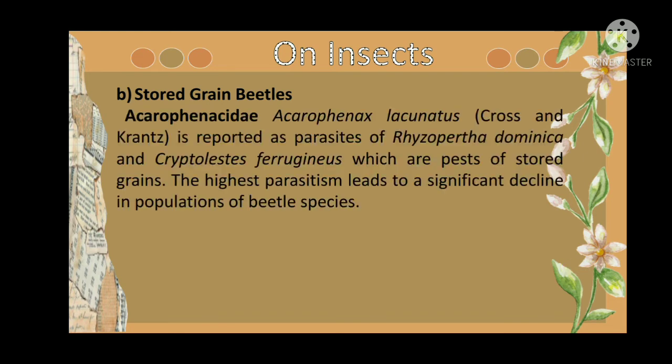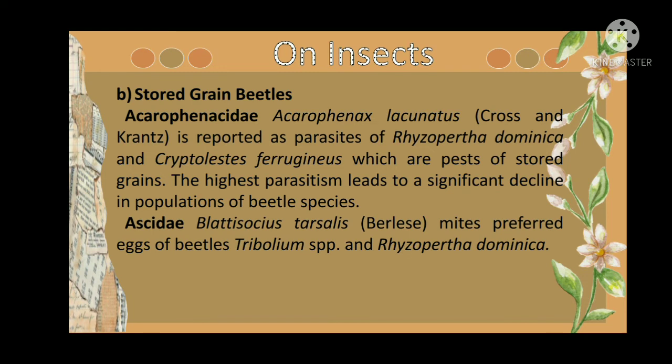Stored grain beetles. Acarophenax is reported as parasite of Rhyzopertha dominica and Cryptolestes pusillus, which are pests of stored grains. The highest parasitism leads to significant decline in population of beetle species.